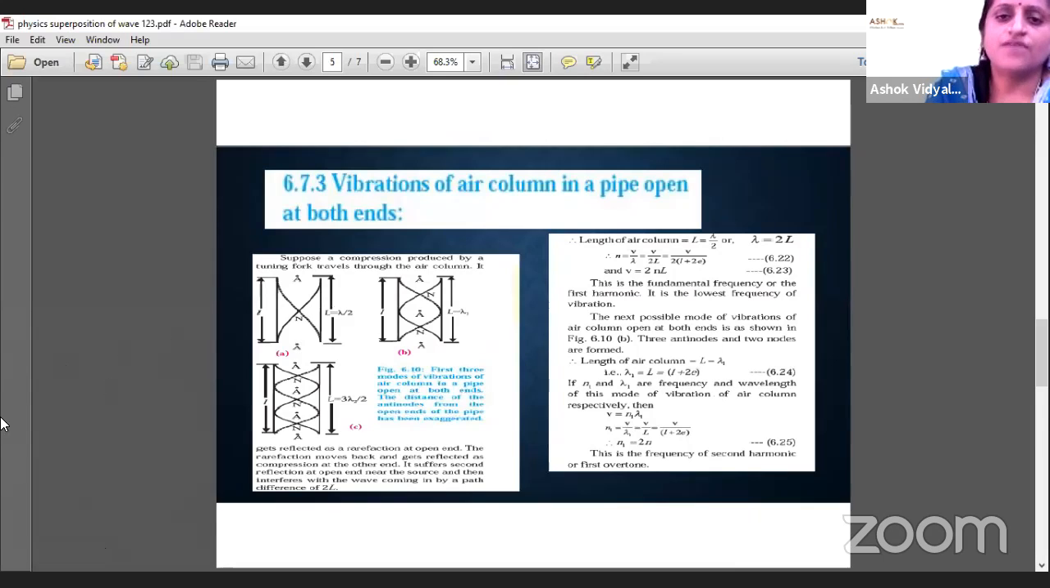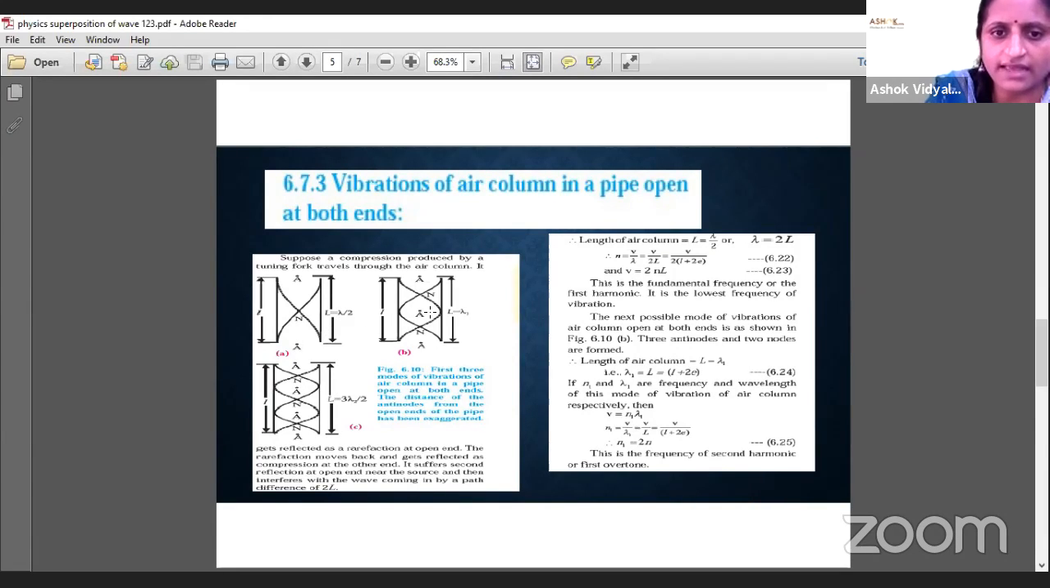Next point. Vibrations of air column in a pipe open at both the ends. Now what did we see? Vibrations of air columns in a pipe closed at one end. Now, the vibrations of air column in a pipe open at both the ends. See here, open at both ends. Now, there are three diagrams: first mode of vibration, next mode of vibration, and higher modes of vibration. Here in the first diagram, capital L is equal to lambda by 2.